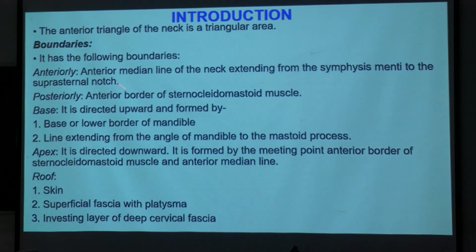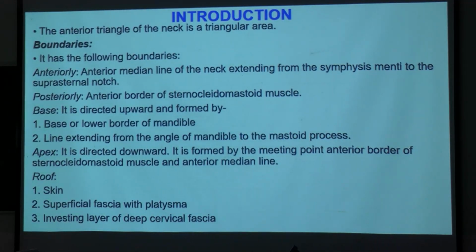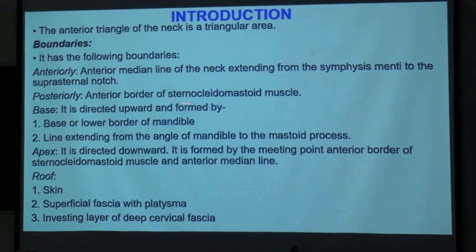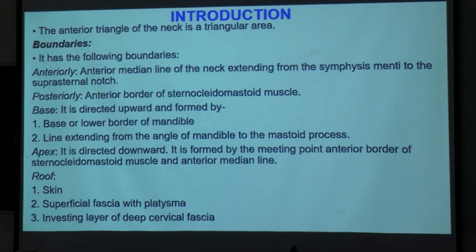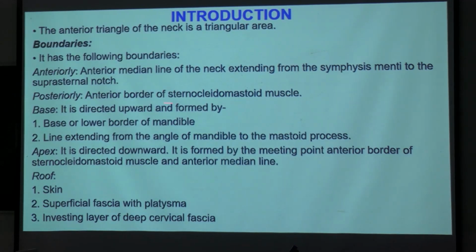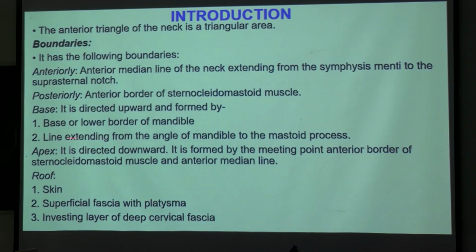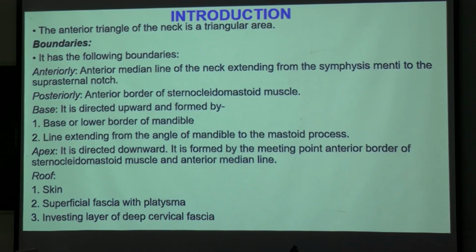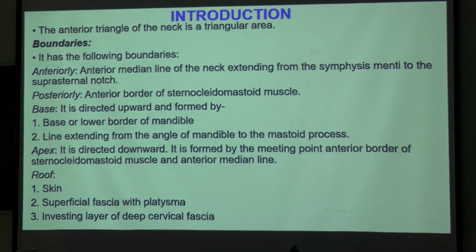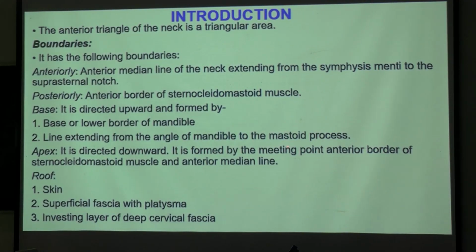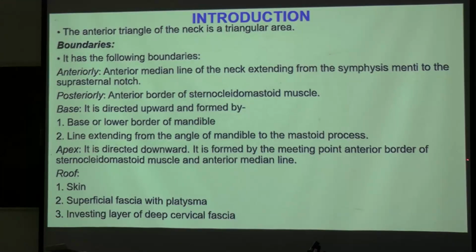Anteriorly there is the anterior median line of the neck extending from the symphysis menti to the suprasternal notch here in the midline. Posteriorly, the anterior border of the sternocleidomastoid muscle. Base, it is directed upward and formed by the base or lower border of the mandible. Here is the base of the triangle. Next is the line extending from the angle of the mandible to the mastoid process. These two together form the base of the triangle.